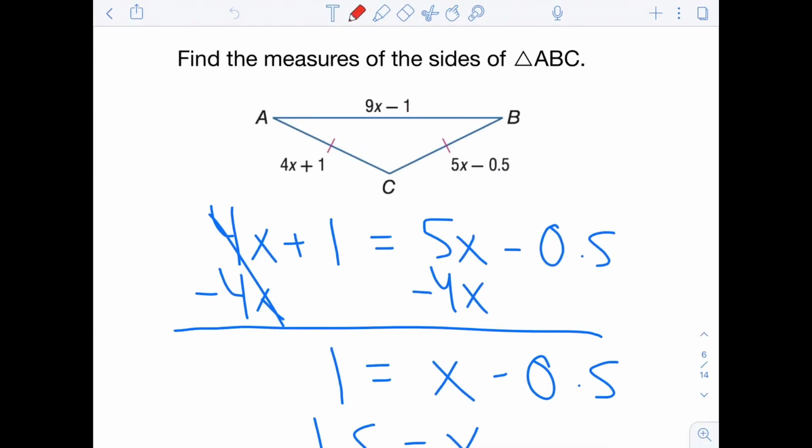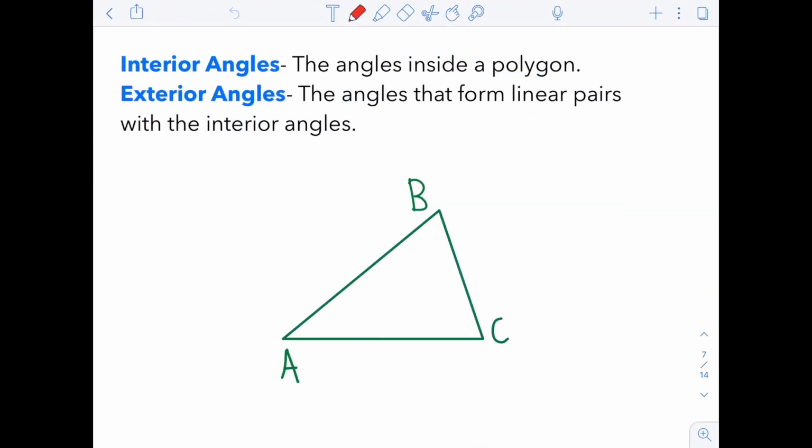So now let's talk about interior and exterior angles. So interior angles are the angles inside a polygon. These are the angles we've been talking about. So in triangle ABC right here, the interior angles are going to be right here. So we're aware of those types of angles. We've been working with them all the time.